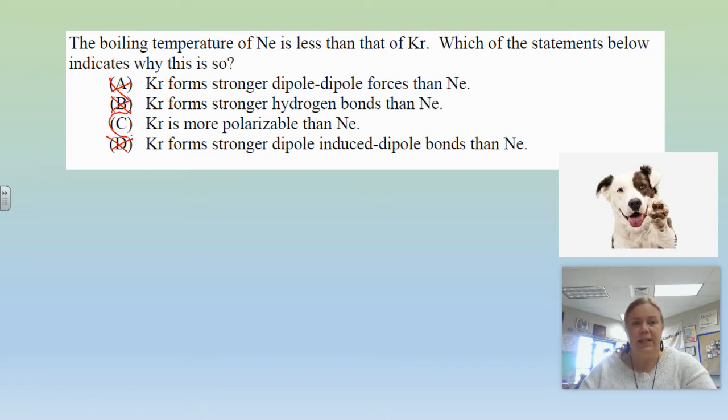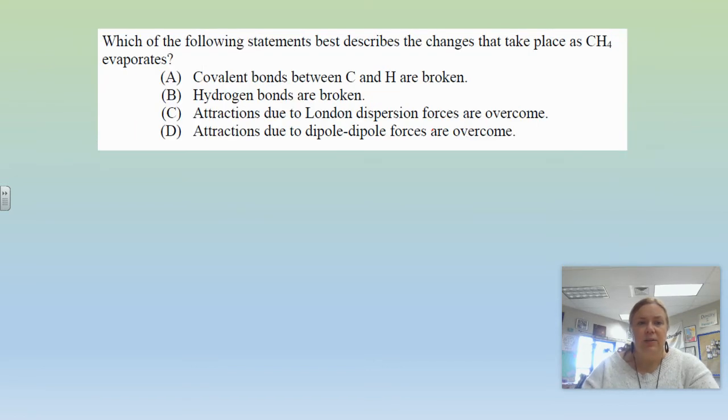So it must be C by process of elimination, but also because krypton is further down on the periodic table than neon is. Therefore, the actual molecule is larger. So they display LDF, intermolecular forces, and that's all. But krypton is more polarizable because the electrons have more space to move. Let's look at the next one.